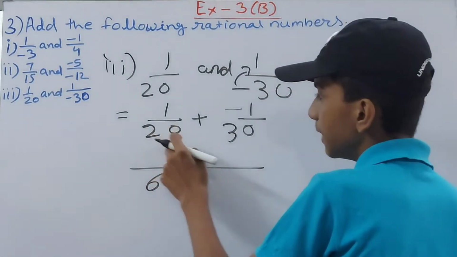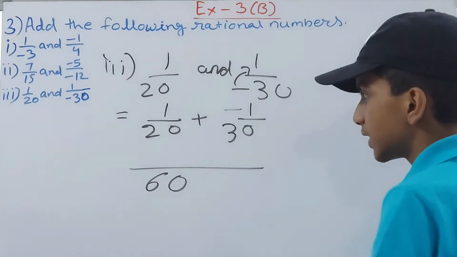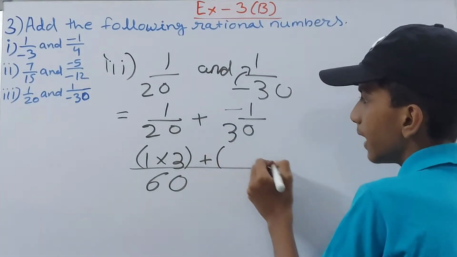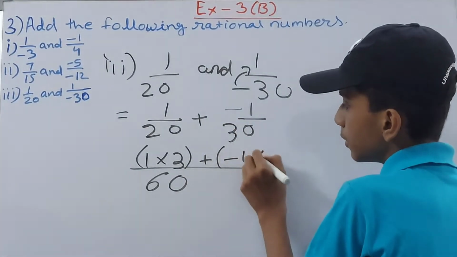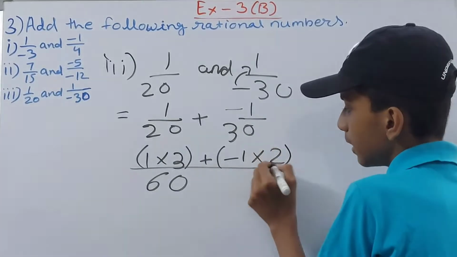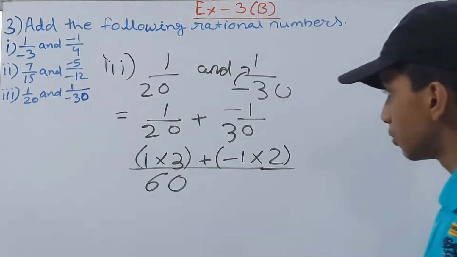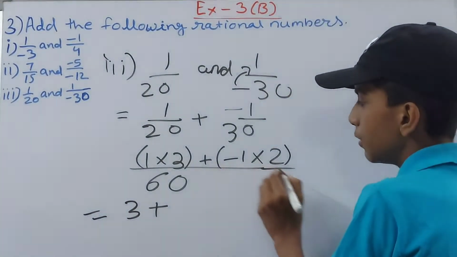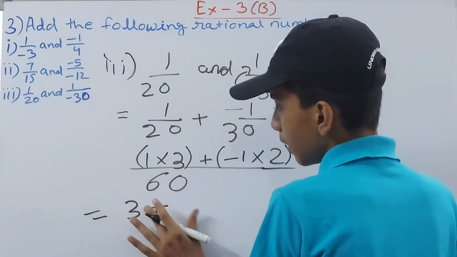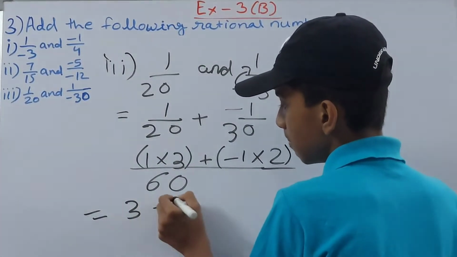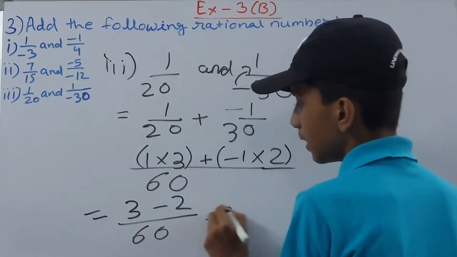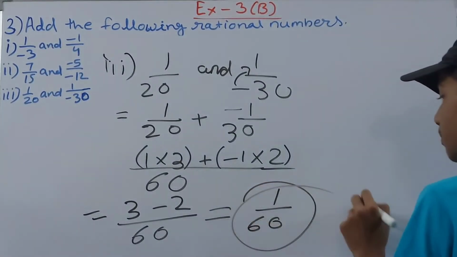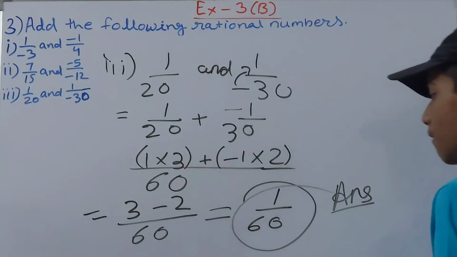and 20 into 3 is basically 60, so 1 into 3, right, plus, and then what else do we have here? Minus 1 into how much? Minus 1 into 2, right? Because 30 into 2 is 60. This will give us 3 plus minus 2, so sorry, this will be 3 minus 2 upon 60, right? This we will solve. So what will we get here? 1 upon 60. This cannot be simplified, right? So this is our answer, 1 upon 60.